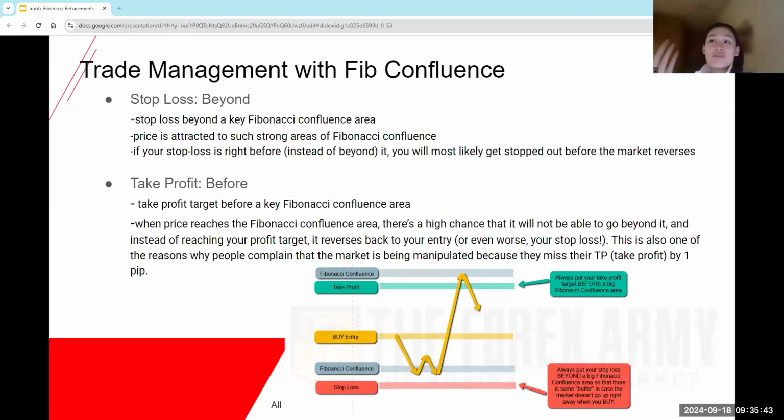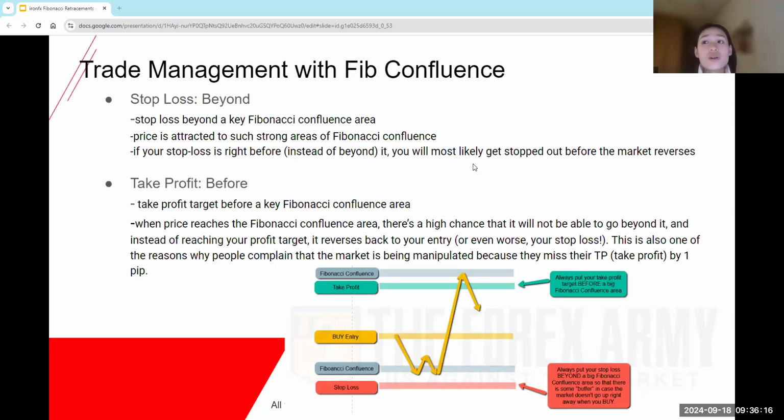Okay, reason being is that price is attracted to such strong areas of Fibonacci confluence, and more often than not, Fibonacci confluence attracts these prices, and price might not be able to push past them. That's basically the idea behind Fibonacci confluence. So if your stop loss is right before instead of beyond it, you'll most likely get stopped out right when the market starts to reverse and then start complaining about stop hunting.